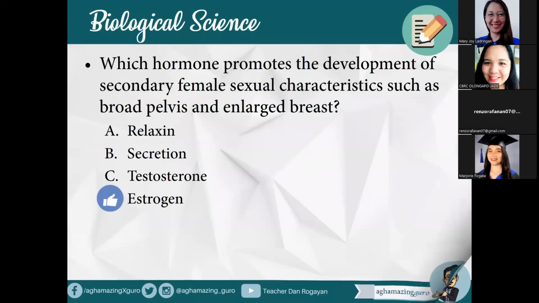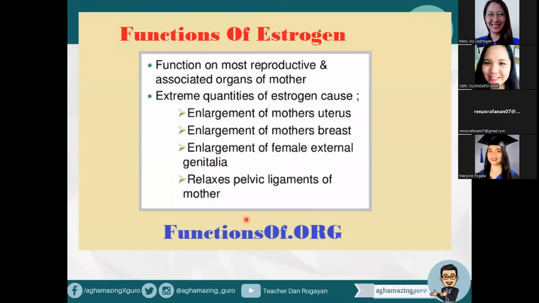Ayan. So, function on most reproductive associate organs of mother. So, like enlargement of mother's uterus, para bigyan ng lugar yung baby sa paglaki nito, no? Because you know very well that it's in the uterus where the developing baby is actually there, no? And then for enlargement of mother's breast, female external genitalia.